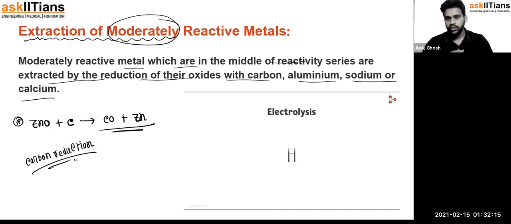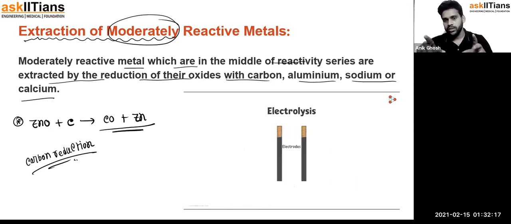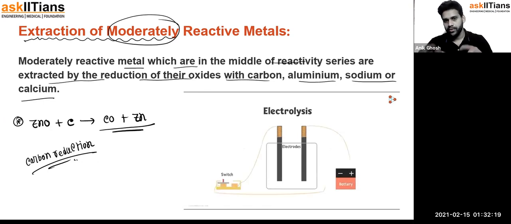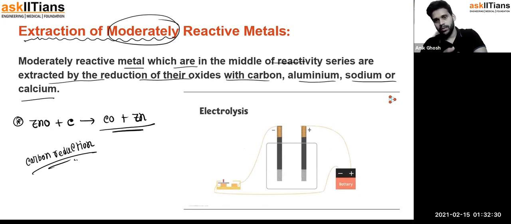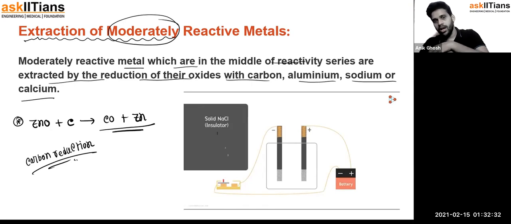Now just go through the electrolysis process. As you know, in electrolysis there are two electrodes, a battery, a switch, and a container called a voltameter. That is where the NaCl solution is. When you switch it on, you know what happens: sodium and chlorine get separated out.